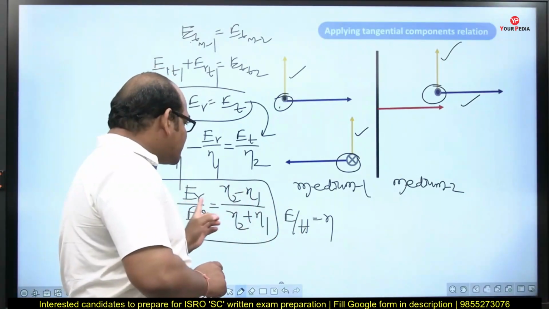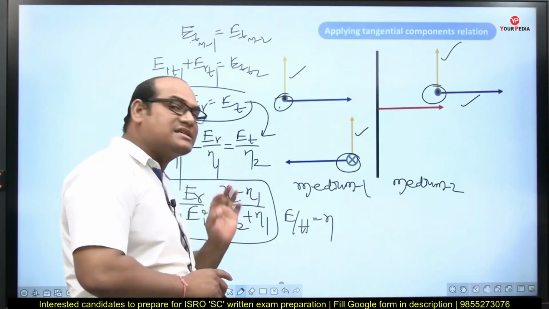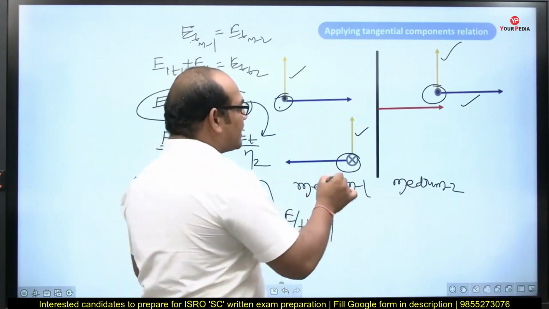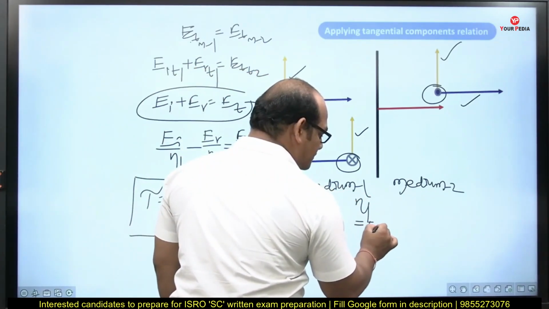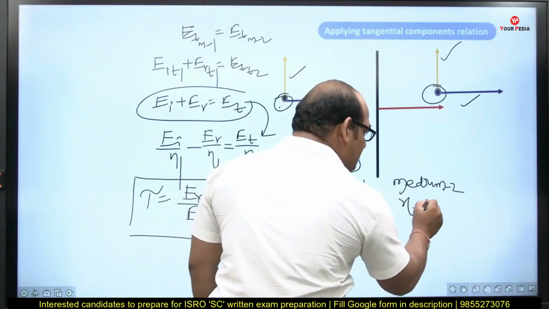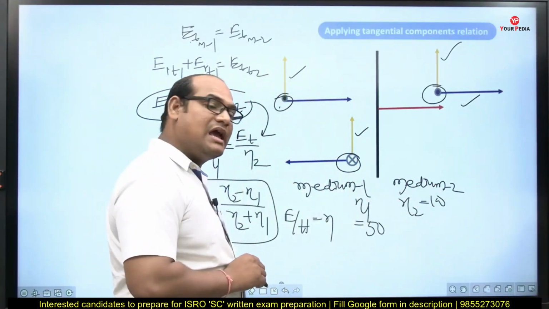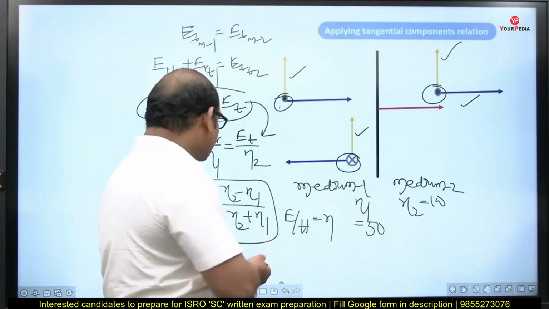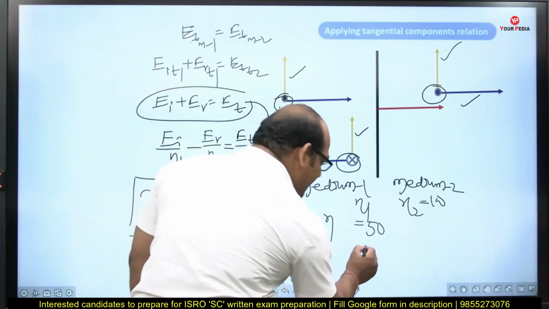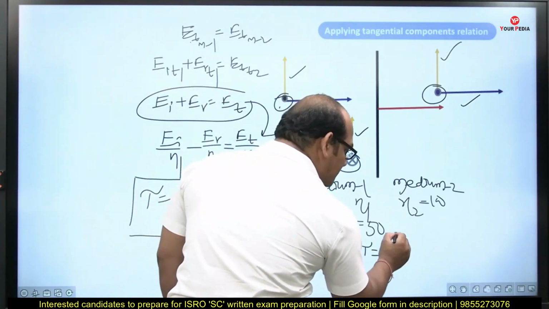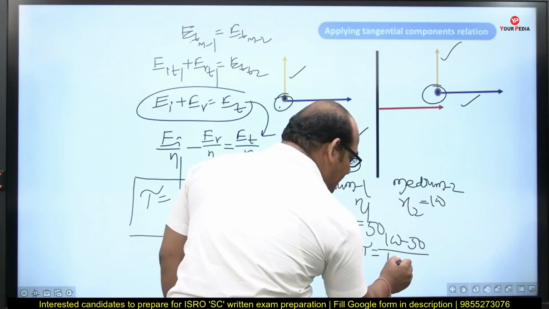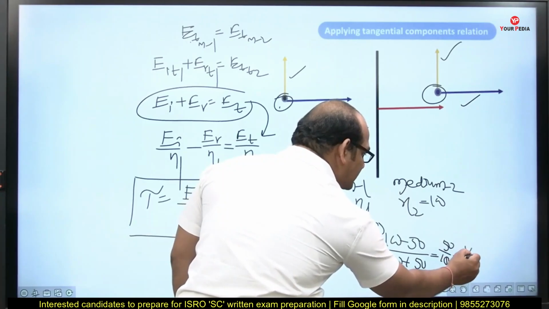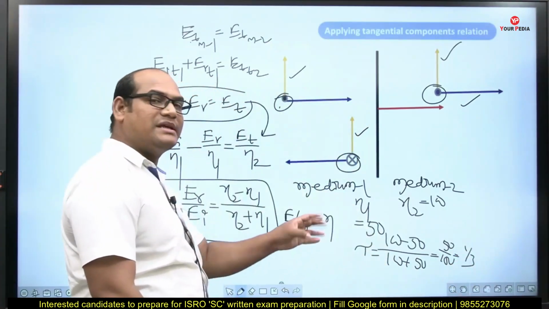If you see the reflection coefficient formula, the difference between the impedances is present. For example, eta 1 is given as 50 and eta 2 is given as 100. To find tau, the reflection coefficient, we can easily calculate using this formula. Tau is equal to 100 minus 50 by 100 plus 50, that is 50 by 150, which is equal to 1 by 3. So tau is equal to 1 by 3.